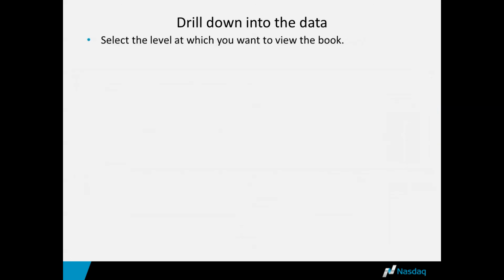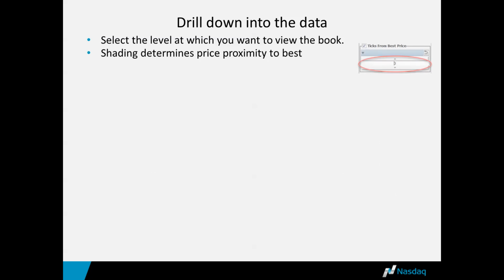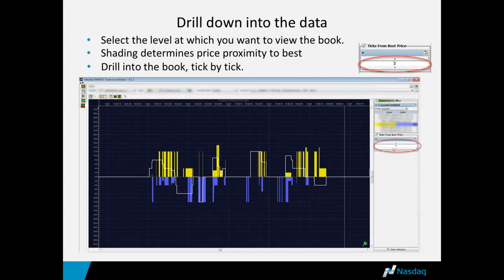Another feature of the standalone view is that you can drill down into the data. You can select the level at which you want to view the book. The way we've built this is that the shading determines the price proximity to the best price. The brightest shade indicates the volume closest to the best bid ask at that time. Subsequent darker shades indicate volume that is deeper into the book.